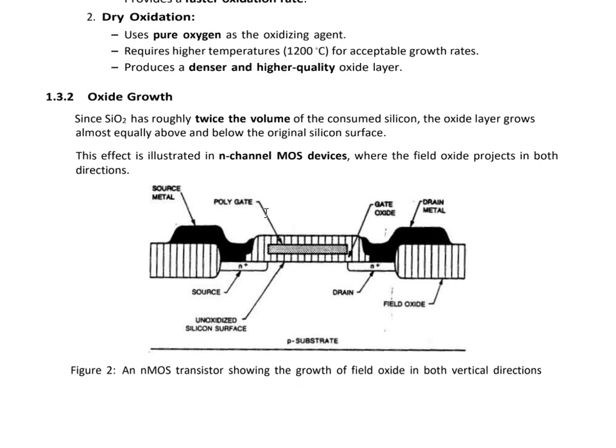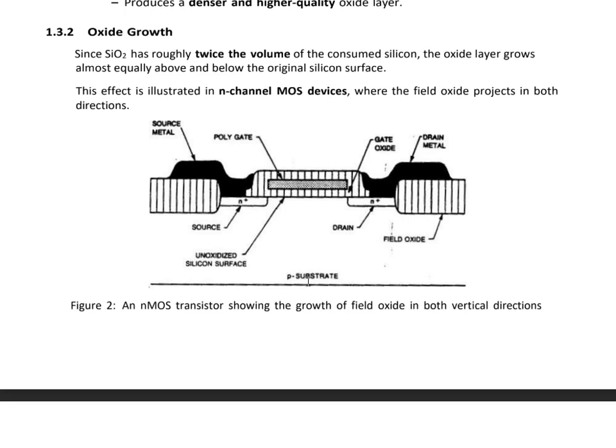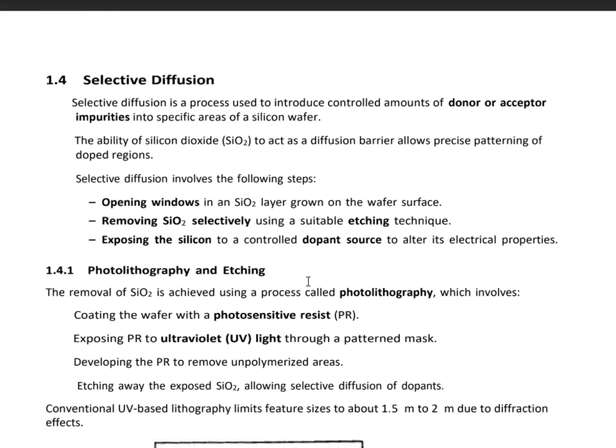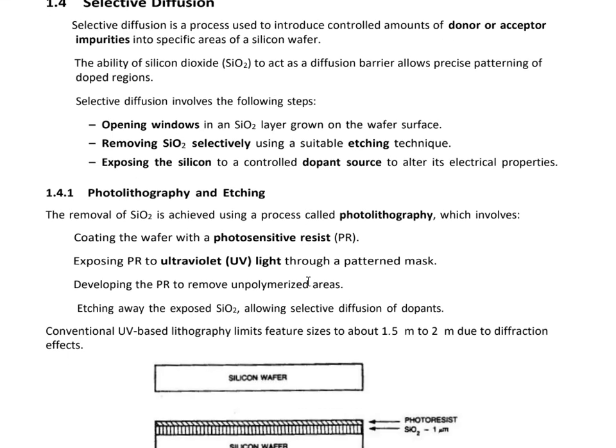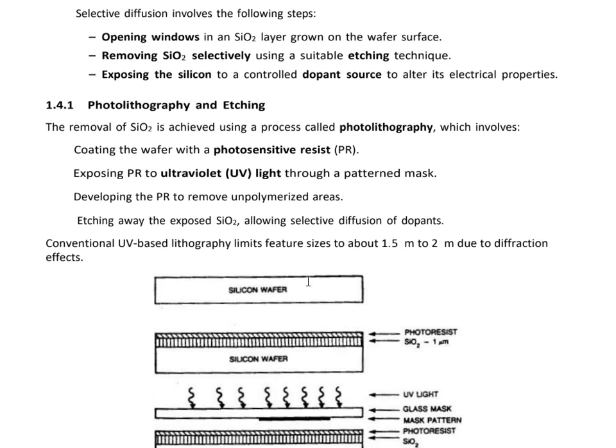And the next step is oxide growth. SiO2 has roughly twice the volume of the consumed silicon, and the effect is illustrated in the N-channel NMOS device. So this is the N-channel MOS device where the field oxide projects in both directions. Next step is selective diffusion. In selective diffusion, we follow three steps: opening a window in the SiO2 layer, removing the SiO2 layer selectively using the etching technique, and the third step is exposing the silicon to a controlled dopant source to alter the electrical properties.